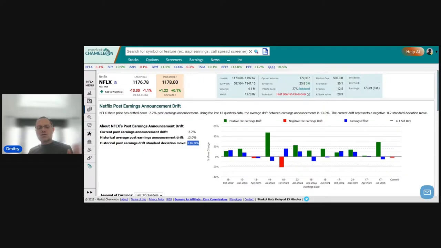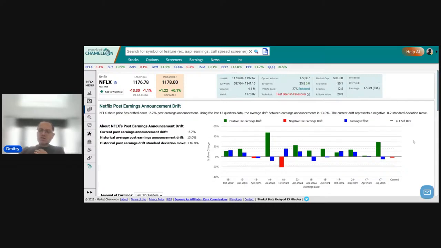So this gives us a sense of what it tended to do. On average, the range of the moves, so the standard deviation move, is 16.8%, and so far we're down 2.7%, so we're not outside of that one standard deviation range, but so far it's more to the downside than upside.